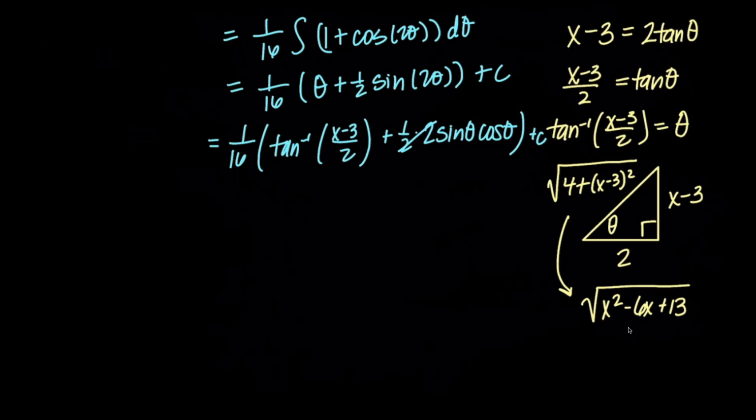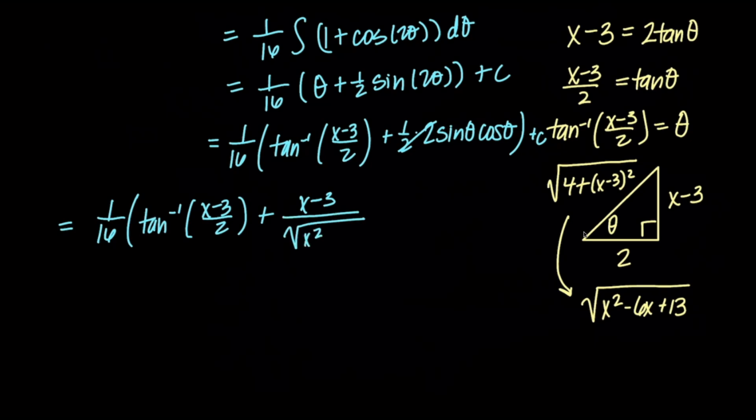So how are we going to write our final answer? I'm going to give myself plenty of space. We're going to have 1 over 16 times the quantity tan inverse of x minus 3 over 2 plus sine theta, that is, again, opposite over hypotenuse. So x minus 3 over radical x squared minus 6x plus 13 times adjacent over hypotenuse, that's 2 over radical x squared minus 6x plus 13 plus c, whoops, parentheses.